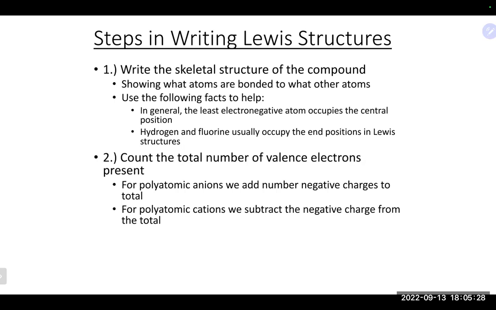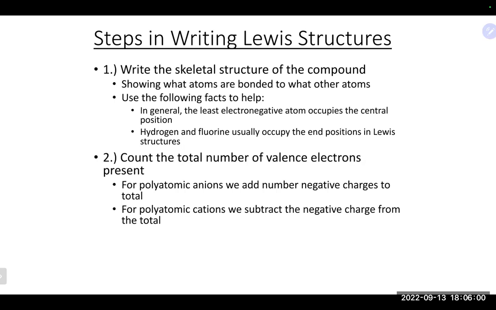Probably the most important thing is the next thing, and that is you need to count up the total number of valence electrons there are. That means that if something does have a charge, you need to adjust your count of valence electrons. If something has a negative charge, as we know, that means it has gained electrons, so you need to add those electrons into your total. And if something has a positive charge, that means it has lost electrons, so you need to subtract that from your total.